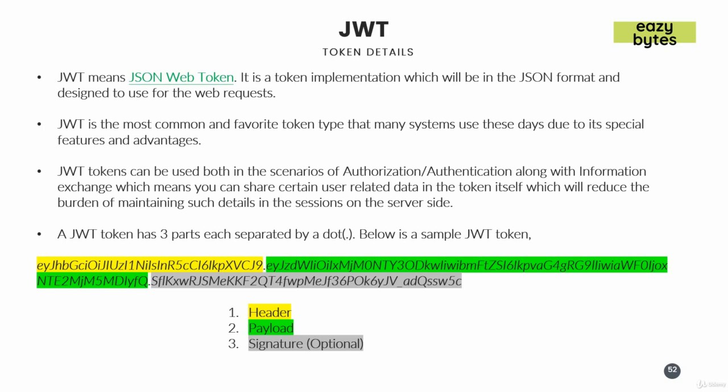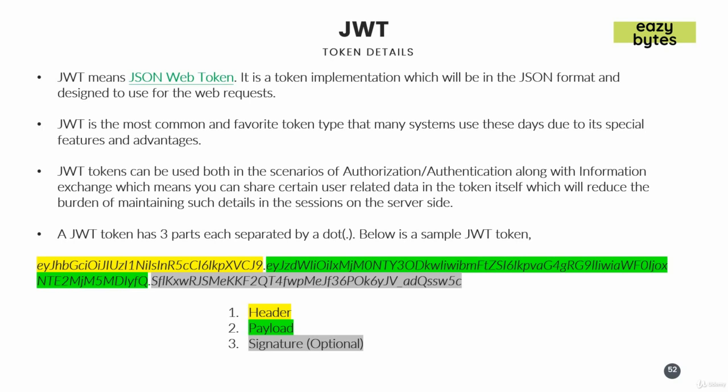JWT tokens can be used beyond authentication and authorization. Like if I want to share certain information, or if I want to store certain information inside my token itself rather than storing it inside the server's memory, which will degrade the performance of the server over a period of time, what I can do is store all such information that I want to communicate to the other system or for my future reference inside my token itself in an encrypted format.